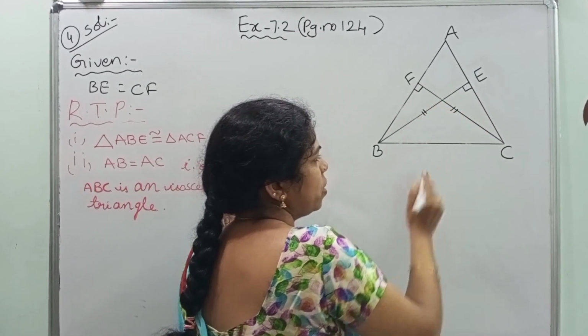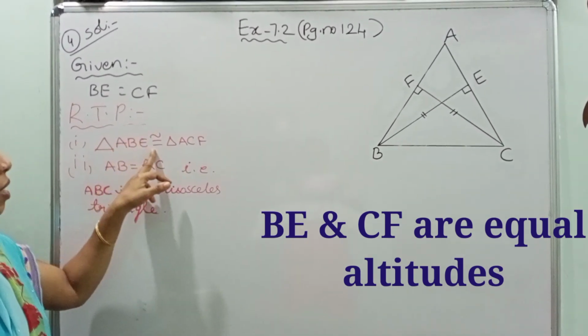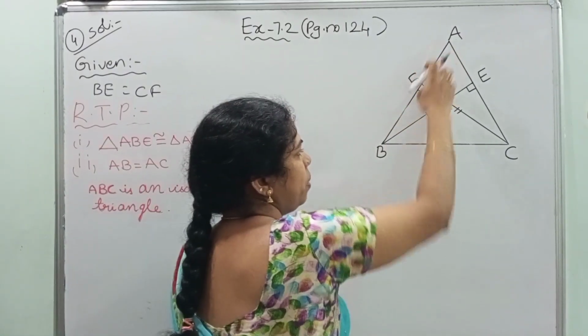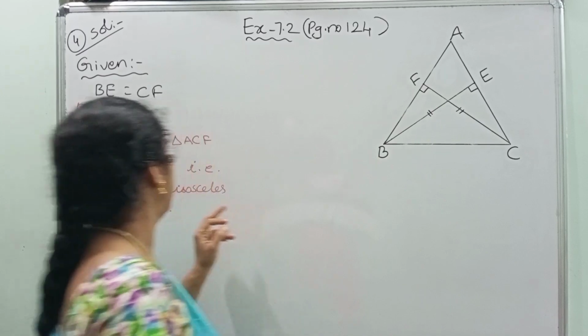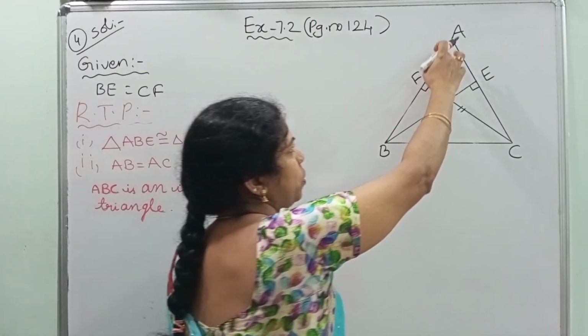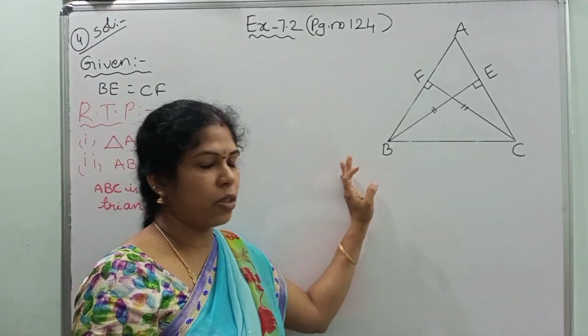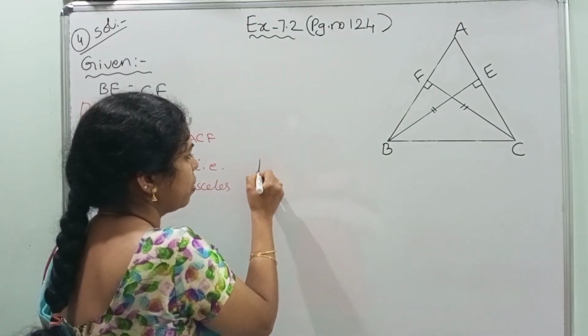It is given that in triangle ABC, BE is equal to CF. We need to prove that triangle ABE is congruent to triangle ACF. And also AB is equal to AC. We need to prove AB is equal to AC. That is, ABC is an isosceles triangle. So, let us write the proof.